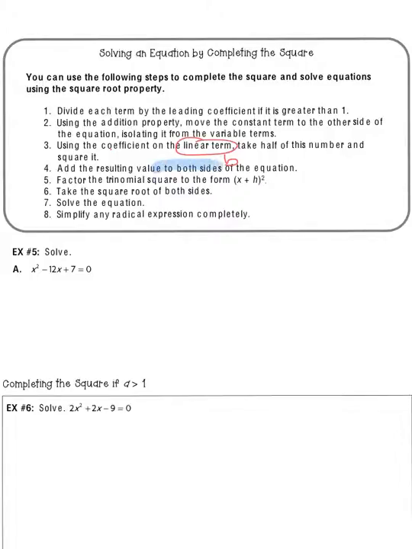So you have to add that to both sides. Then you're going to factor the trinomial in this form, squared binomial. Take the square root of both sides. Don't forget to do plus or minus on the right. Solve your equation and simplify any radical or expression completely.